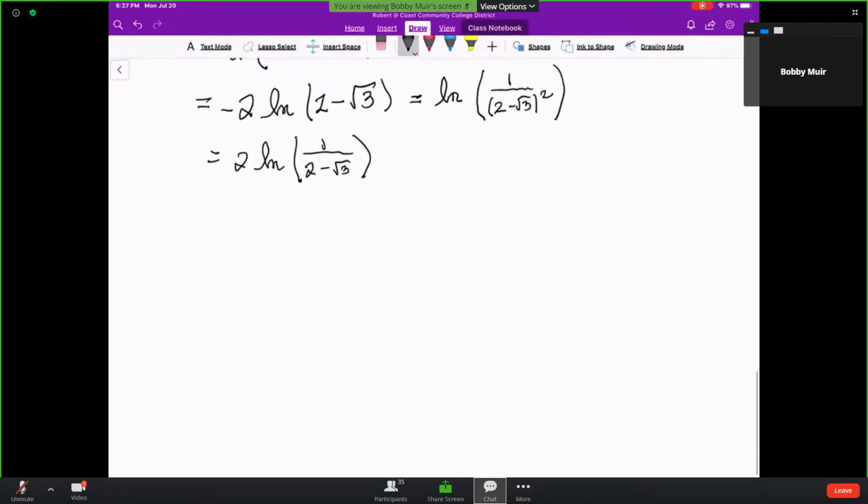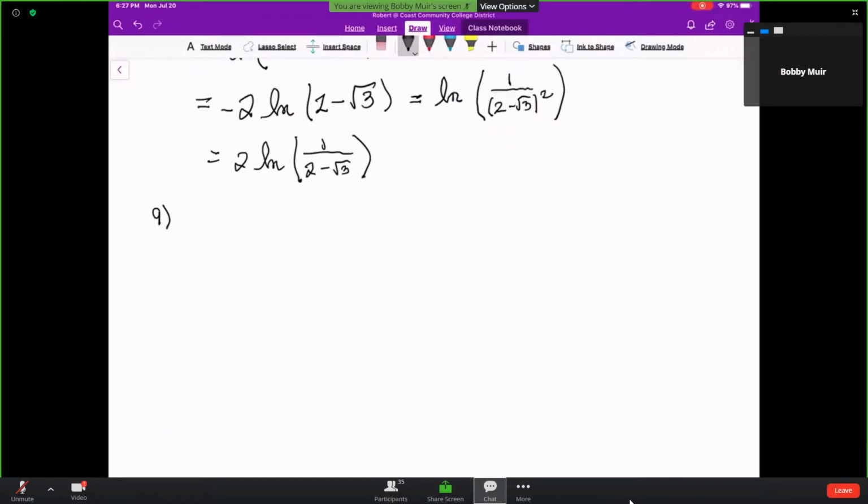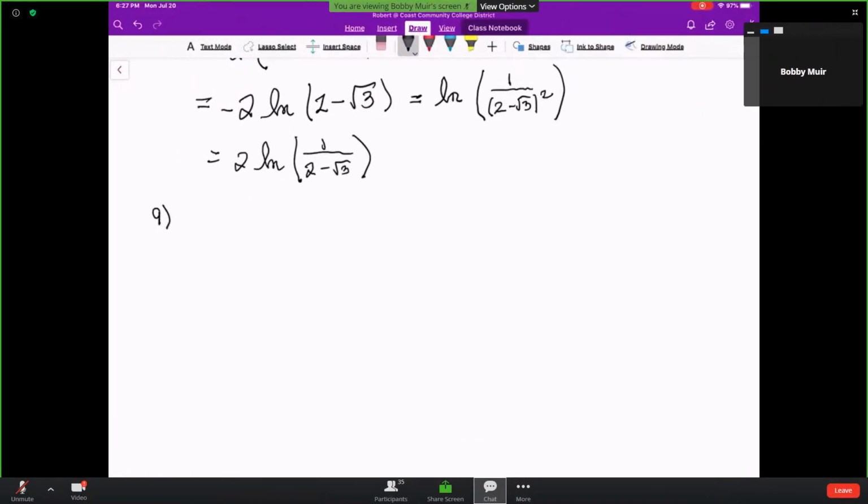Okay, so for number 9, what I did, hold on a second, let me do something. Okay, so number 9, we're looking for the length, all right? So I got y equals e to the x over 2.